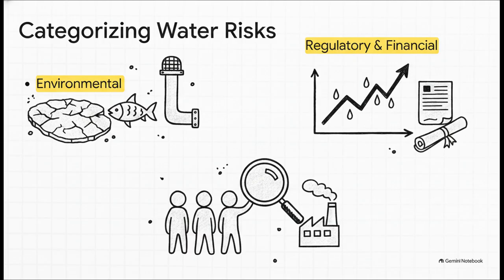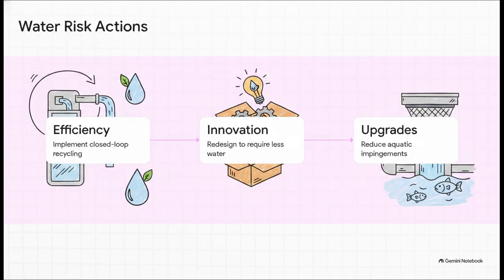Environmentally, they're assessing the impacts of seasonal variability, droughts, and even aquatic impingement, when aquatic life gets trapped in the cooling intakes. Financially and regulatorily, they have to look at how volatile water costs are and the very real risk of losing their water rates or permits. And finally, they've got to account for stakeholder perceptions. Because operating a thirsty plant in a water-stressed region can easily lead to direct competition with local communities or intense scrutiny from NGOs.